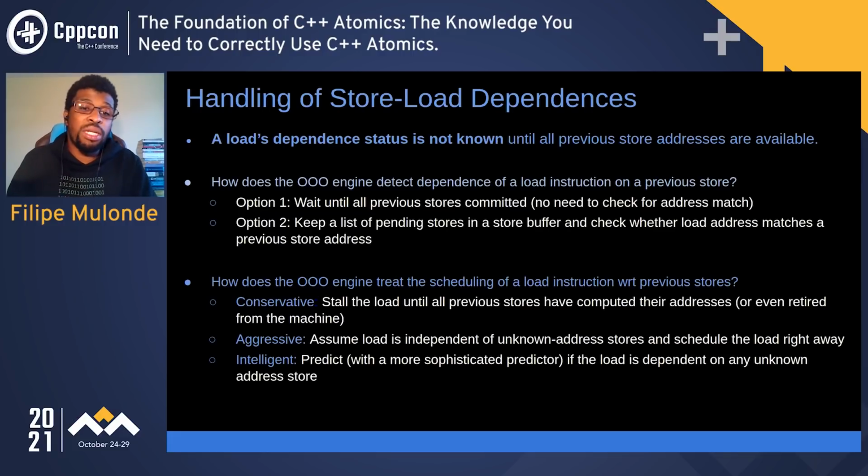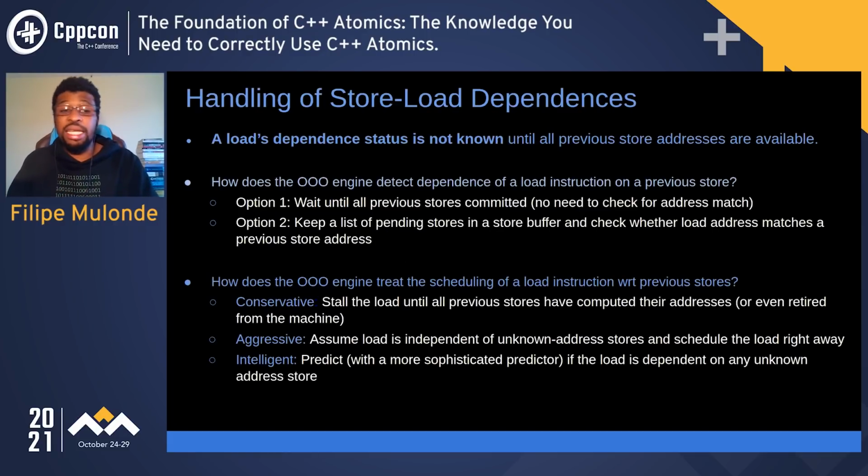And the second option is to keep a list of pending stores in a store buffer and check whether a load address matches a previous store. So this is a better option. And going forward, we will see why.